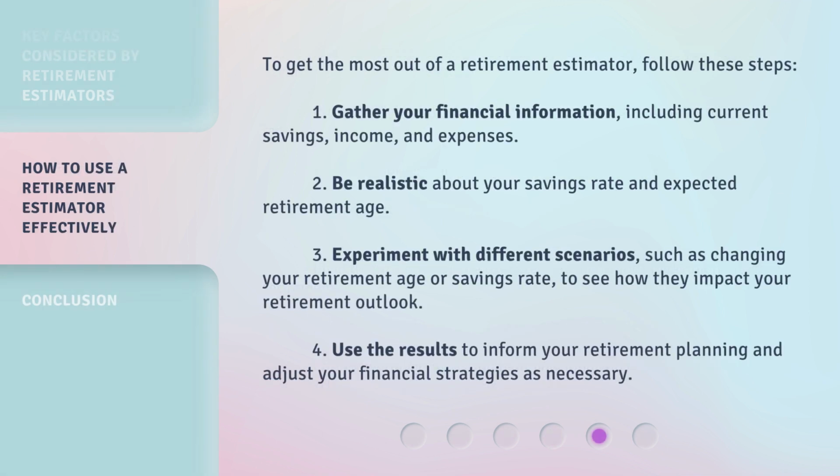To get the most out of a retirement estimator, follow these steps. 1. Gather your financial information, including current savings, income, and expenses. 2. Be realistic about your savings rate and expected retirement age. 3. Experiment with different scenarios, such as changing your retirement age or savings rate, to see how they impact your retirement outlook. 4. Use the results to inform your retirement planning and adjust your financial strategies as necessary.